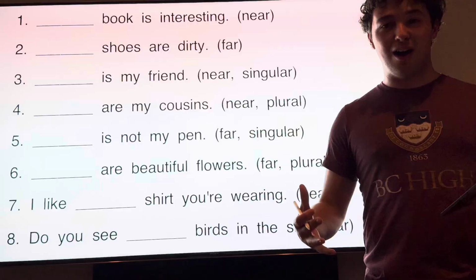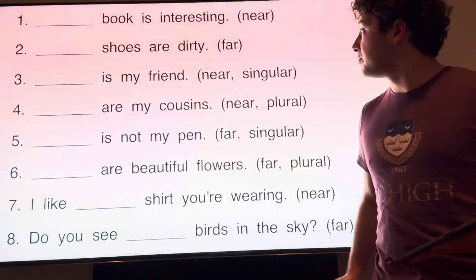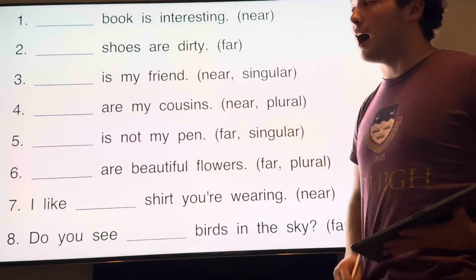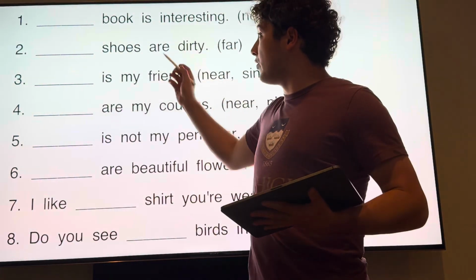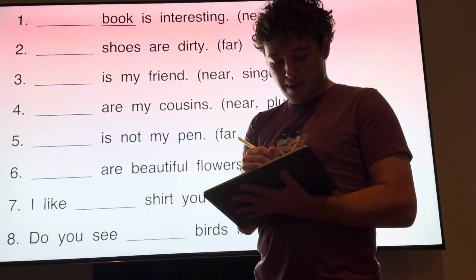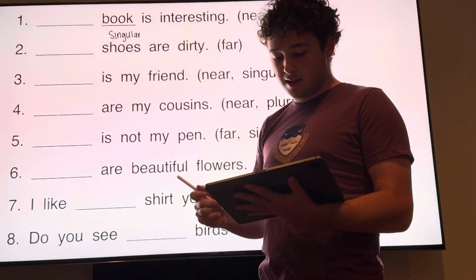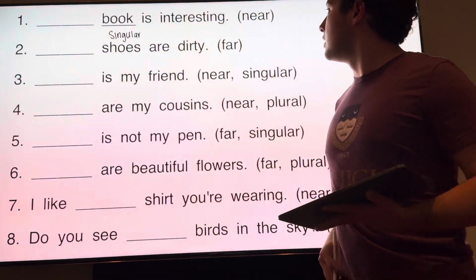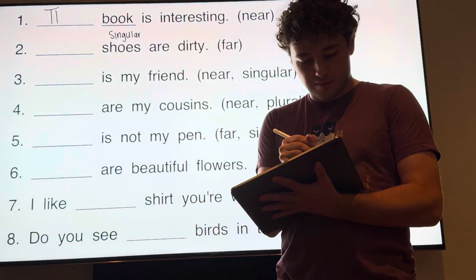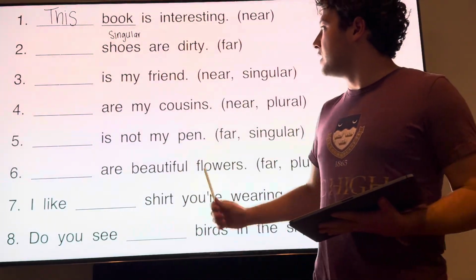Okay, so now that you have completed these, we're going to go through them together. The first one they give us is: blank book is interesting. Now, we can tell that it's singular. It's just one book, so it's singular. And they tell us that it is near. So singular and near, it would be this. This book is interesting.